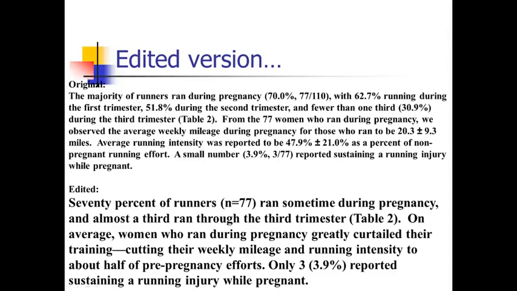So rather than repeating the numbers in the table, I'm quantifying that as it's about half of the pre-pregnancy effort. And then another kind of interesting number was that very few got injured, so I actually repeated that number there. Only 3 reported sustaining a running injury while pregnant. So notice that I do repeat some of the numbers that are in the table, but I'm picking and choosing the most important ones to highlight, and wherever possible trying to give complementary numerical information.